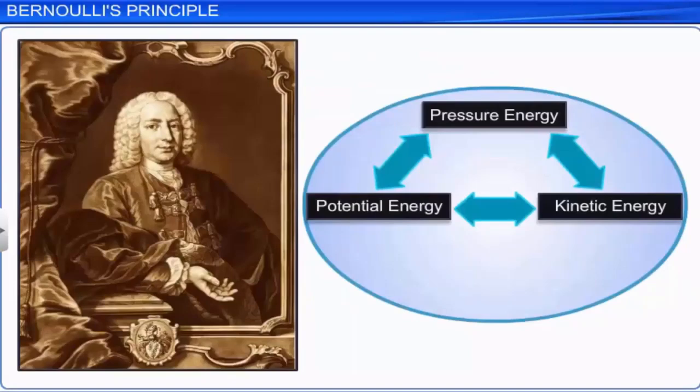Bernoulli's equation, developed by Swiss physicist Daniel Bernoulli, relates all these three energies. Bernoulli's principle states that for a streamlined flow of an ideal liquid, the total energy per unit mass remains constant at every cross-section throughout the flow.